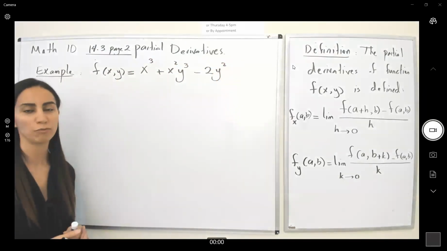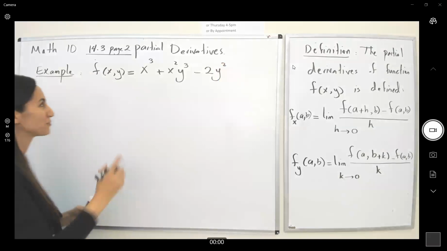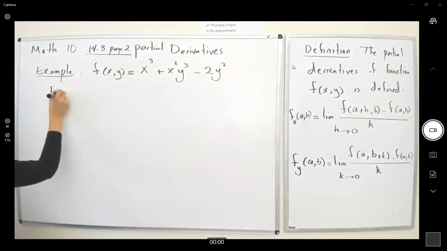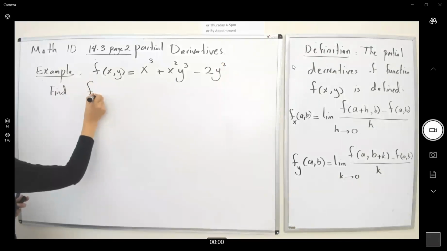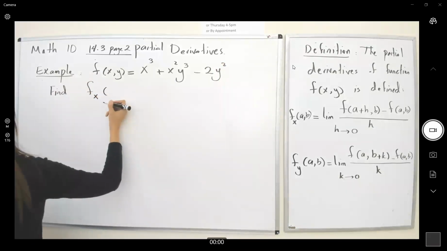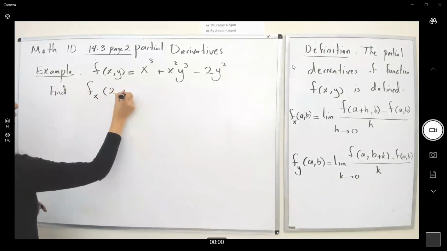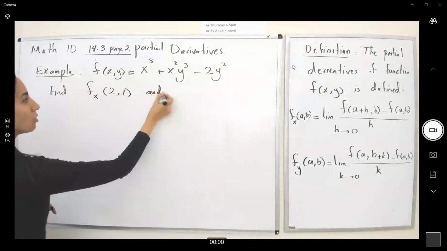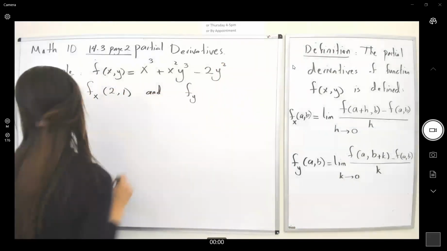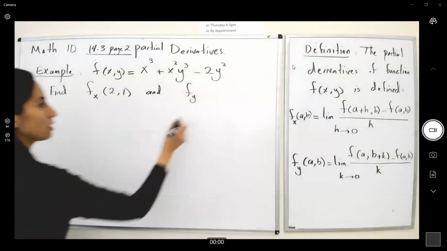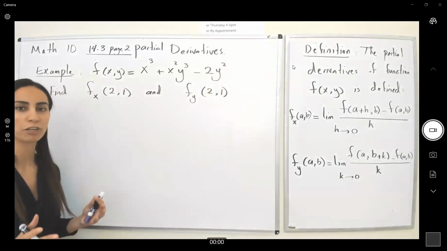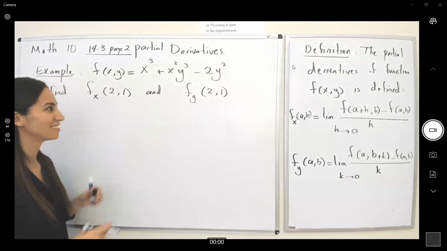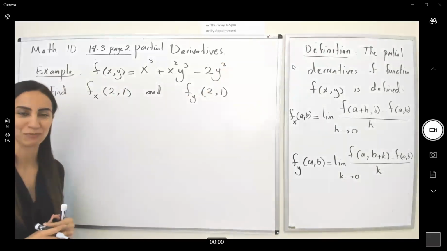Again, you have a polynomial function in two variables. The question says, find the partial derivative of f with respect to x at point 2 and 1, and also the partial derivative of f with respect to y at the same point 2 and 1. What are the slopes at these points?